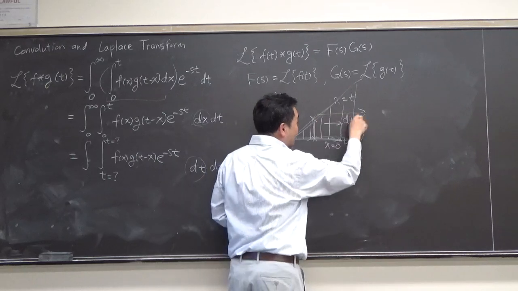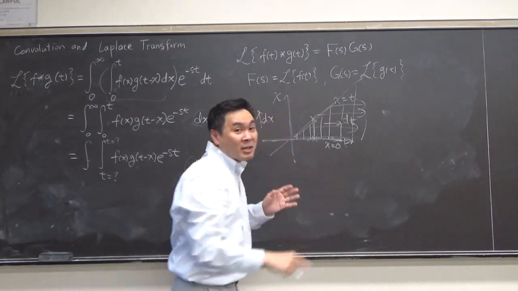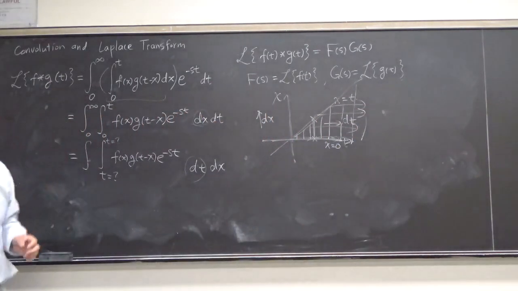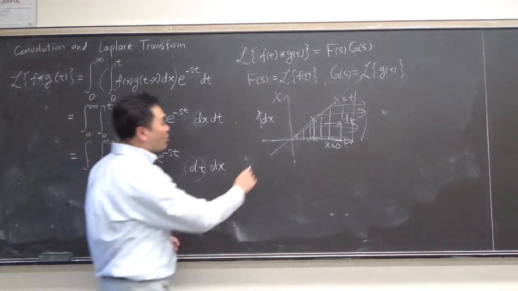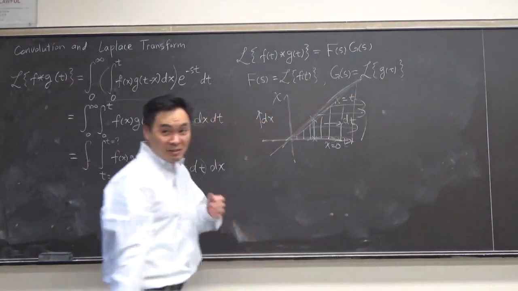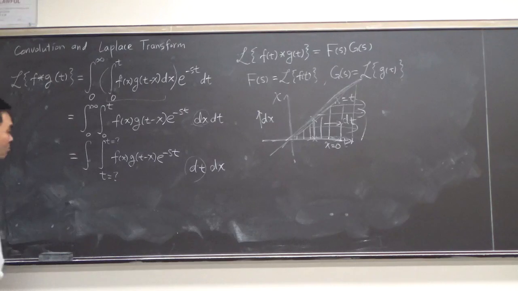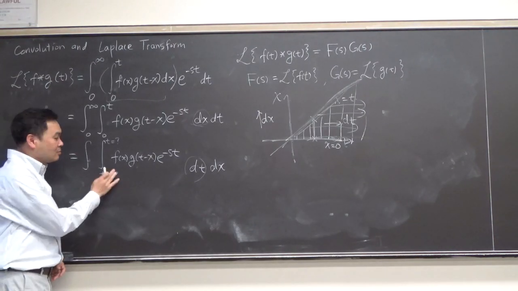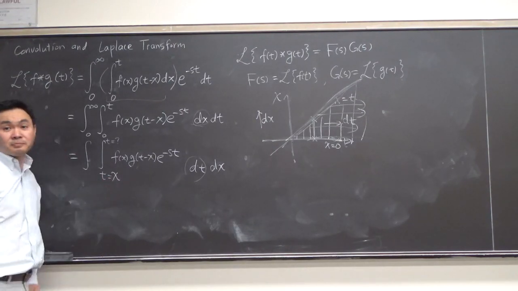So if I do this, where do you begin? Not at 0. You begin on this line. What is this line? x equals t. So what should I write here? t equals x.